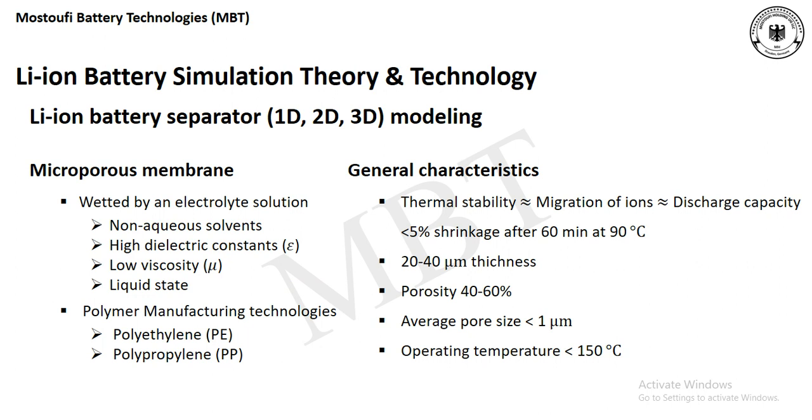The average pore size of the battery separator is less than 1 micron, and the operating temperature is normally less than 150 degrees Celsius. The battery should always perform and operate below this temperature, and specifically below the temperature of the melting point of the separator. If it goes above this limit, it will go under the short circuit condition, and the thermal runaway of the battery will occur.